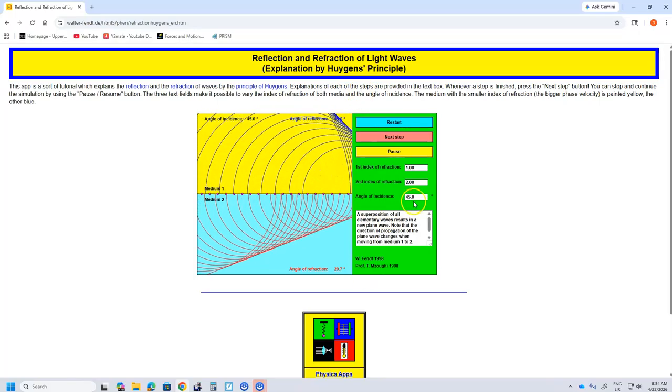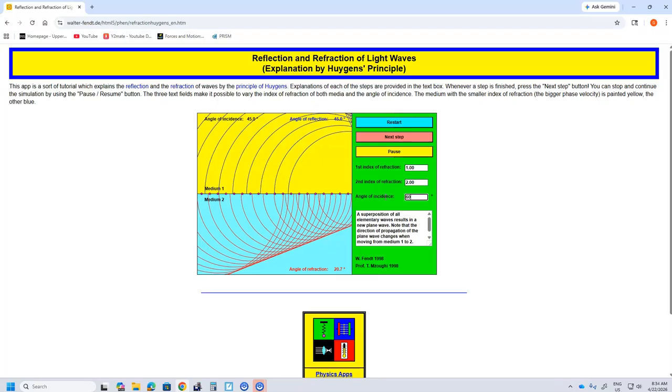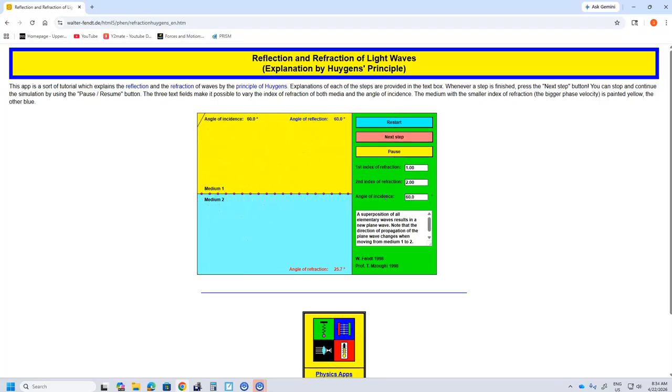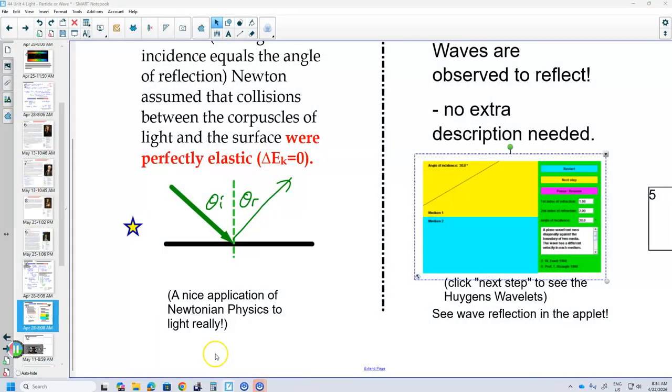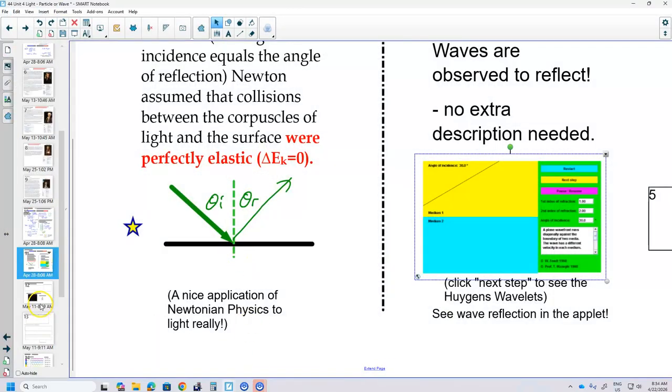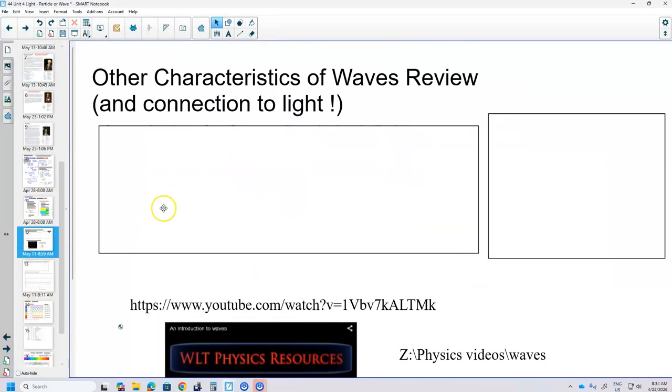And I don't know if you can change the angles and stuff like that too. If you go in at 60 degrees, and so on, and it'll go out. So basically showing, wave properties have no problem explaining or showing that waves reflect, right?